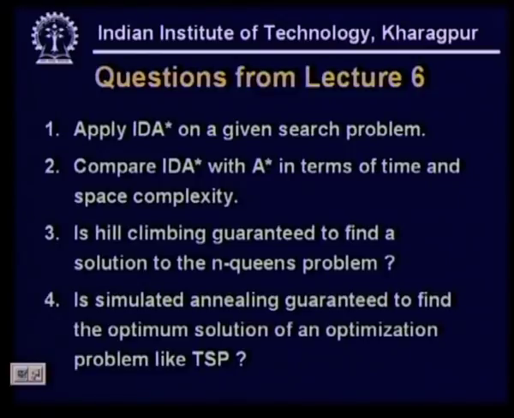Third question, suppose you are using hill climbing to find a solution to the n queens problem. The question is, is hill climbing guaranteed to give you a solution? Question number 4, if you use simulated annealing, are you guaranteed to find the optimum solution of the travelling salesperson problem? Okay. So, these are the questions of lecture 6.